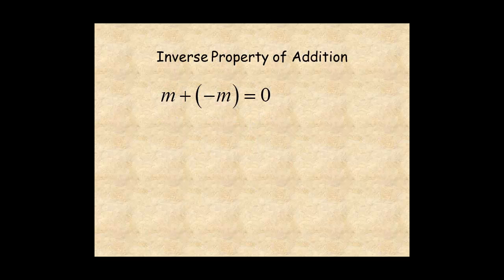Recall the inverse property of addition from a previous lesson. For any number m, the inverse of the number is written as negative m, or the opposite of m. The sum of a number and its inverse is 0. For example, negative 4 is the inverse of positive 4, and positive 3 is the inverse of negative 3.